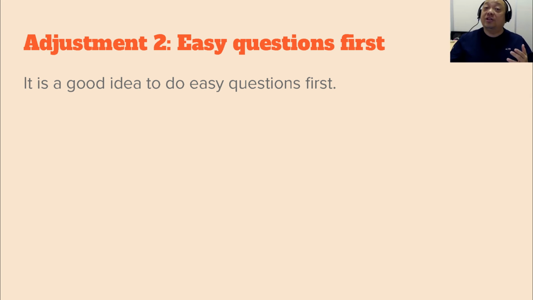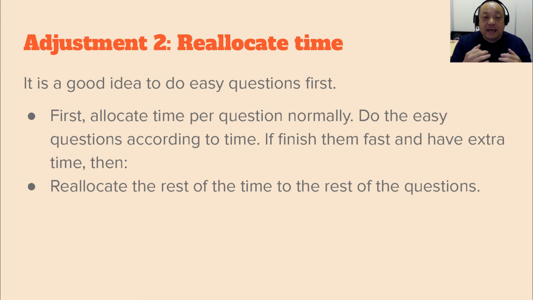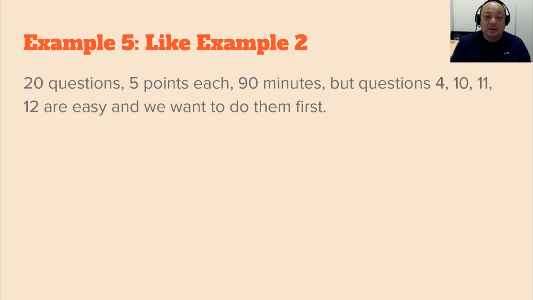Then how do I adjust the timing? Here's how. At first, you allocate time per question normally. You do the easy questions first, presumably because they are easy. Chances are you'll finish them fast and save some extra time. Then reallocate the rest of the time to the rest of the questions. Let's take example 2 again, but this time let's suppose questions 4, 10, 11, and 12 are easy and we want to do them first.